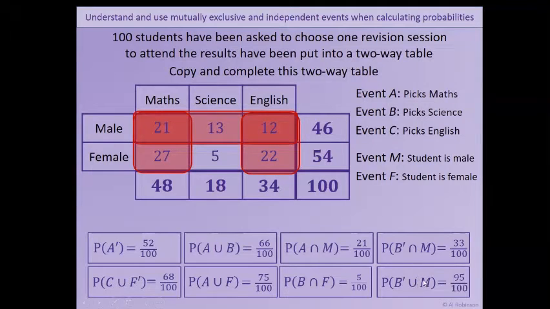Okay, so it's union. So union means you're adding them up all together, all of them. It's the entire group. So 27 plus 21 plus 13 plus 12 plus 22, even though some of those students are female. Because the fact is that they want to know who doesn't pick science and add that to the number of students who are male. Okay. All right. Any questions? No? Okay.